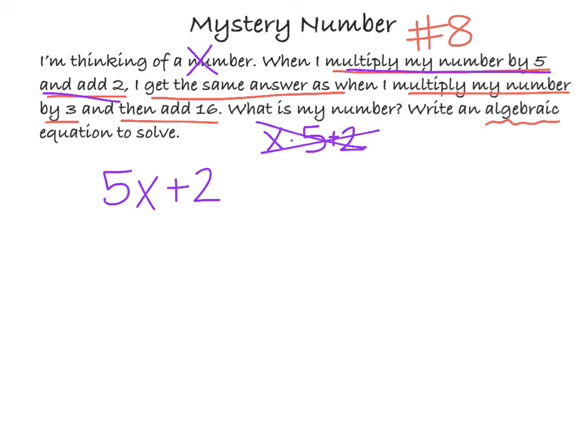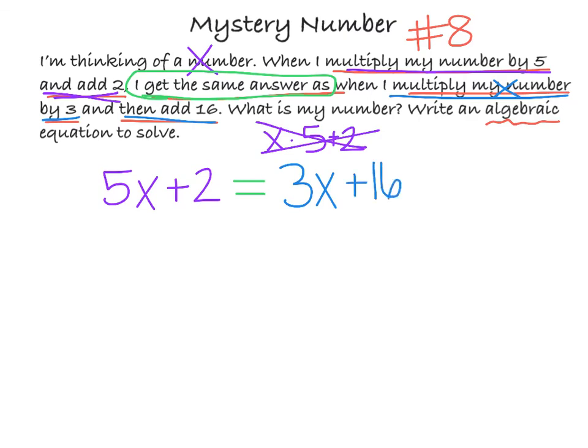Okay, I multiply my number by 5 and add 2. I get the same answer as. Now again, we know that this is giving us a hint that that's where our equal sign is going to be. I get the same answer as when I multiply my number, which we said is x, when I multiply x by 3 and then add 16. So I'm going to multiply my number by 3, so that's 3x, and then add 16.